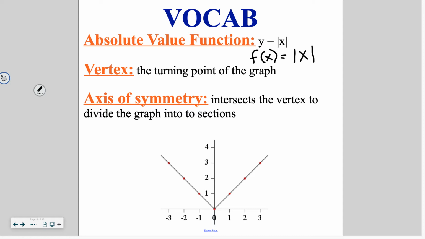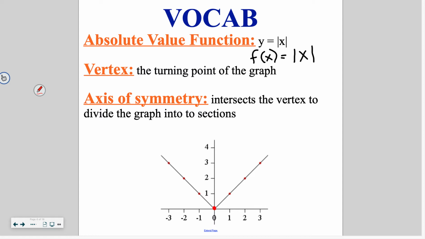The vertex of an absolute value function is the pointed piece. So down here, right here at the bottom in this example graph, this 0, 0 is the vertex. It's where the first piece of the graph, which is going down, changes into the second piece of the graph that's going up. The reason we call these piecewise functions is because in order to get the graph to work, we need two separate parts, or maybe 3 or 4. In the case of absolute value, it's going to be one part going down and one part going up.